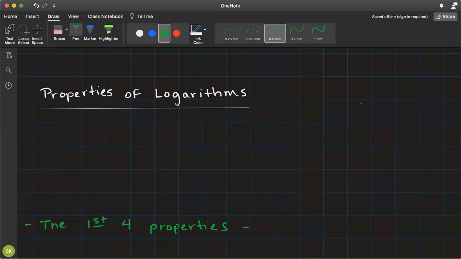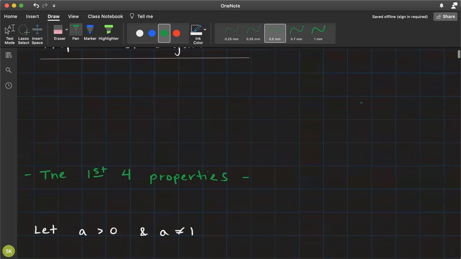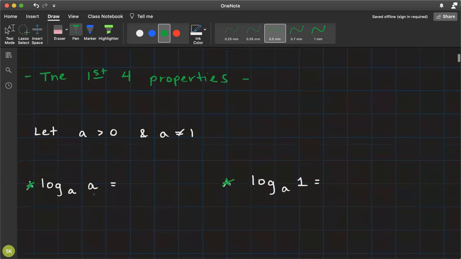We're going to talk about some very important properties of logarithms. Here are the first four properties. Let's assume that the letter A is a real number that's greater than 0 and not equal to 1.